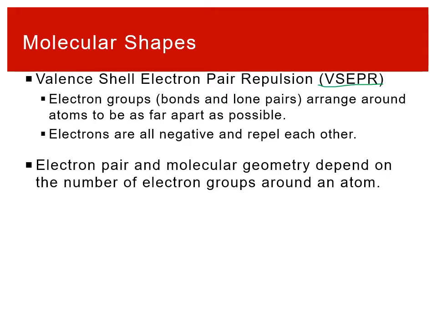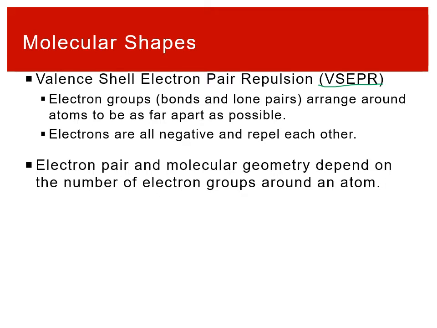We can understand that based on the idea that electrons are all negative, right? They're all negatively charged, and negative charges repel each other. So if you have an atom that has lone pairs, bonds, whatever, all these electron groups around that atom, they're going to try to stay as far away from each other as possible. Okay, and so they're going to arrange in such a way.